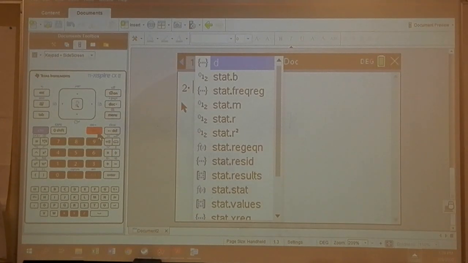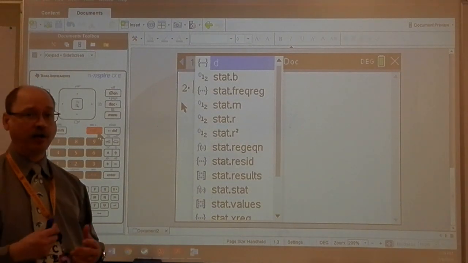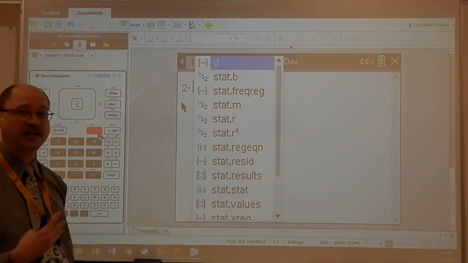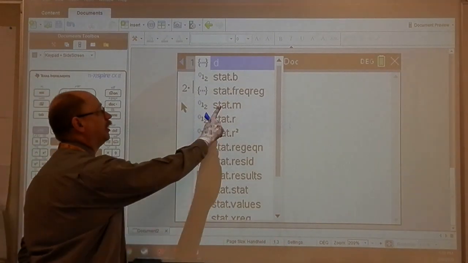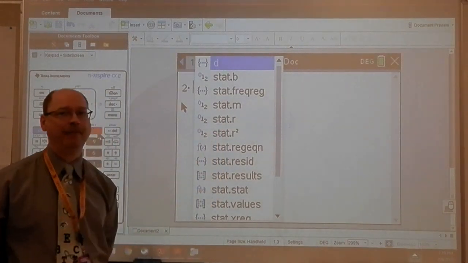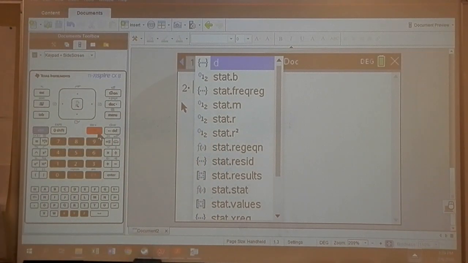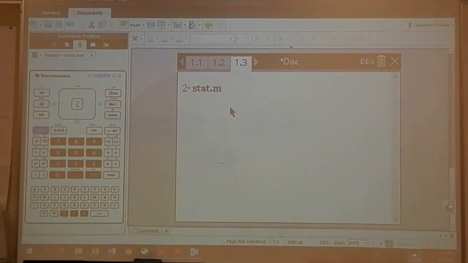So when I hit it, you get a ton of stuff. Most of this we ignore, because a lot of this is actually from deep statistical sort of analysis. But do you see this one that's called stat M? The statistically calculated M, slope value. So I choose that, and it's looking back at the previous pages and saying, I know what that number is. So when I hit enter, I get that.